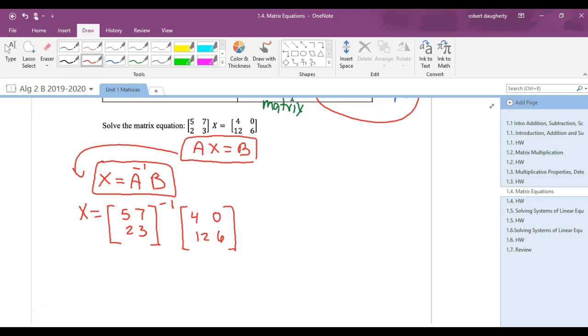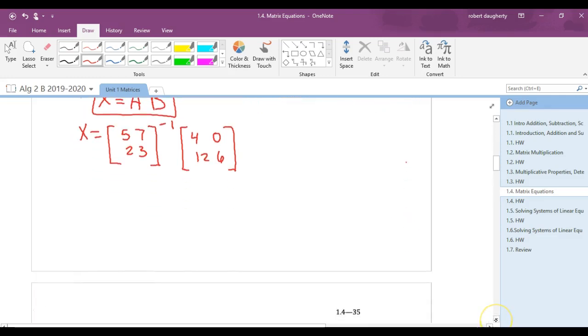What do I have to find? I have to find the inverse of this matrix and then multiply it. So I've got to find the inverse of that matrix. What was our first step for finding the inverse? I need to find the determinant of that matrix. It's 15 minus 14, right? So that determinant is 1.